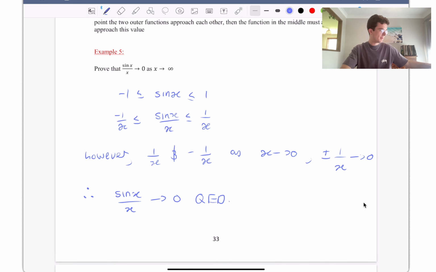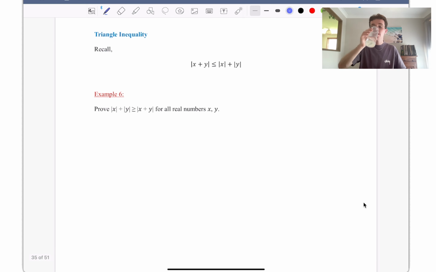Okay, next one. We might recall the triangle inequality. So the triangle inequality, which we learnt in complex numbers, states that the magnitude of x plus y is less than or equal to the magnitude of x plus the magnitude of y individually. Now we want to prove the converse of that statement, that the magnitude of x plus the magnitude of y is greater than or equal to the magnitude of x plus y.